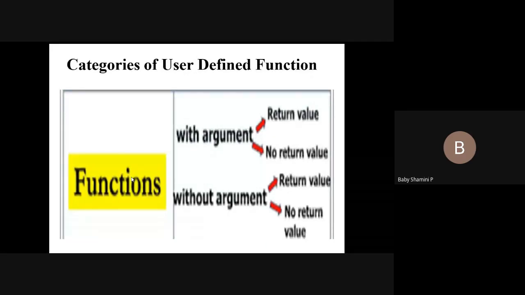So functions are divided into four categories based on the with argument and without argument concept. First one, function with argument with return value. I will explain this concept later. Second concept, function with argument, no return value. Third one, function without argument with return value. Next one, without argument, no return value. These are the four different categories we can use while writing a function program or method.